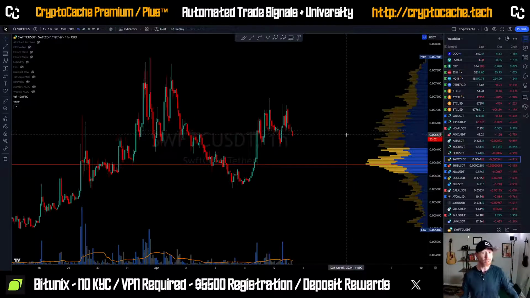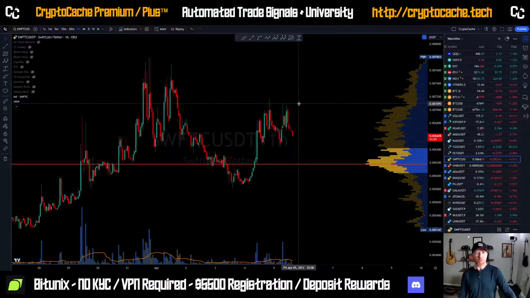Quick look here again at SwftCoin, seeing what's going on. We're going to double check this one. We're going to draw out some new fibs and just kind of get back on track here.